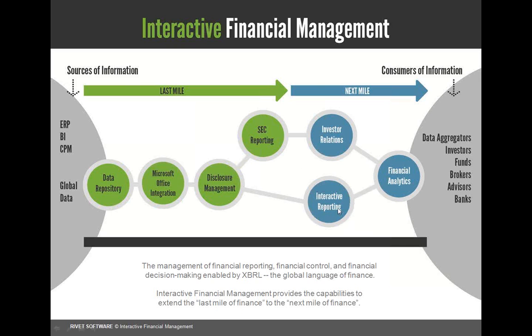Now we jump over to interactive reporting. This is where we start talking about the next mile of financial information. Interactive reporting brings together internal data and external data, provides that ability to pull in not just your internal general ledger information or your internal financial reporting information, but looking at external, publicly filed SEC XBRL now that's filed with the SEC, being able to mesh that together with your internal information.